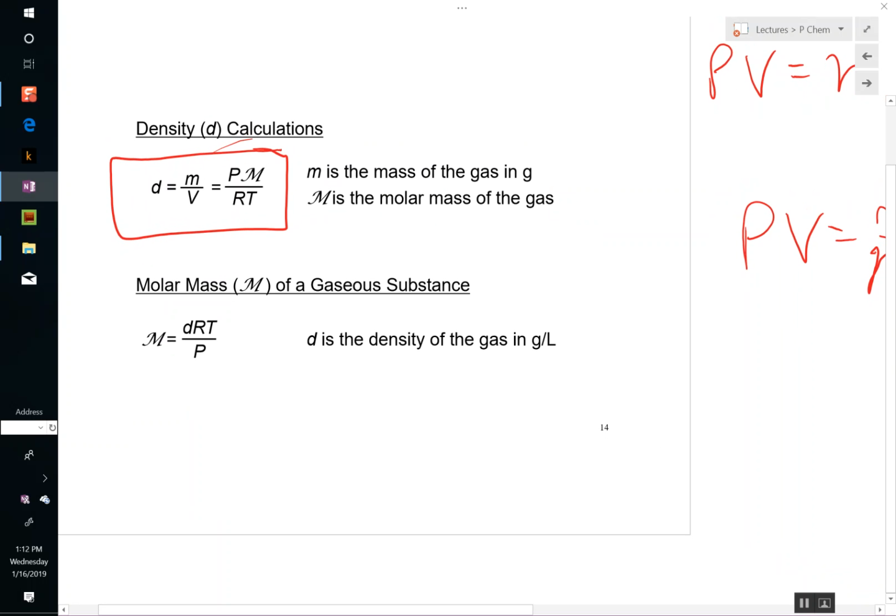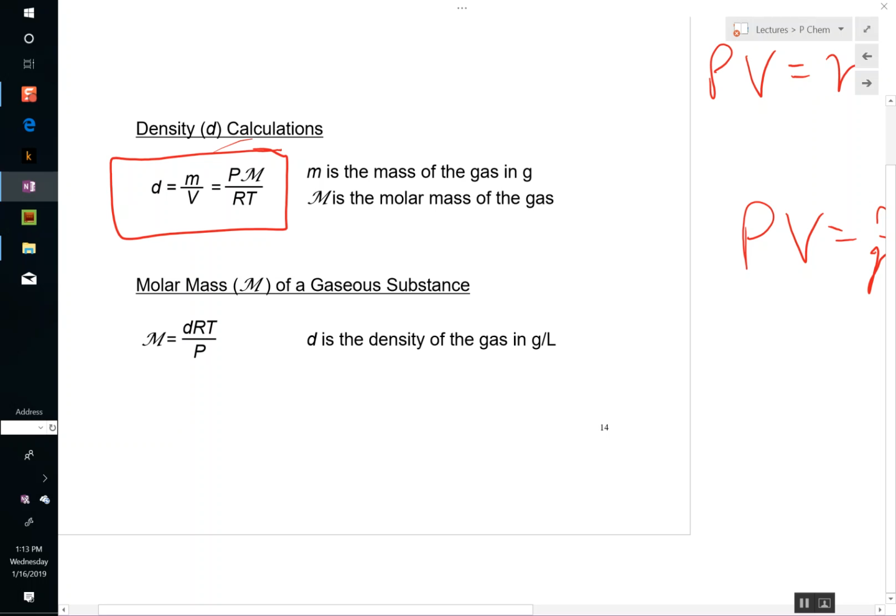And then this second equation is just a simple rearrangement of that equation. So the molar mass is the density times the ideal gas law constant times temperature over pressure. And with density, you need to get the density in grams per liter.